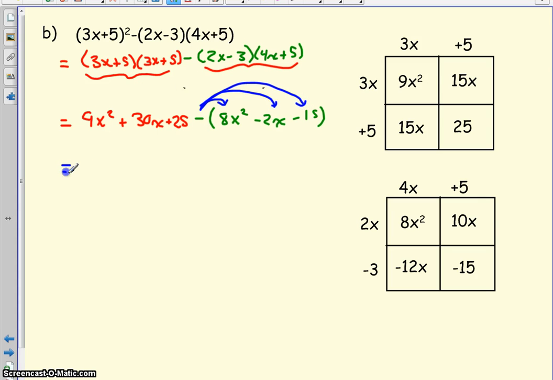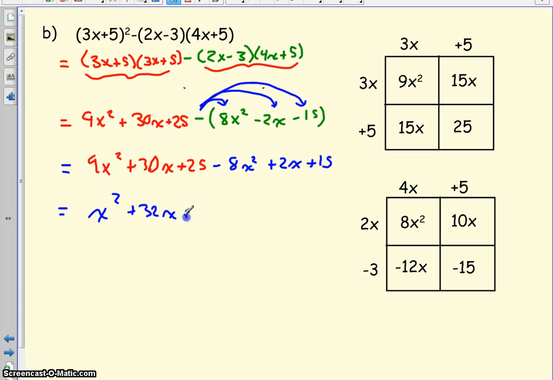So in slow motion what you wind up with is still your 9x squared plus 30x plus 25. That doesn't change. When you distribute your negative, you wind up with minus 8x squared minus negative 2x, which is plus 2x, and then minus negative 15 or plus 15. Okay, and then you can start collecting your like terms. So 9x squared minus 8x squared is x squared, and then we get 32x, and then 40.